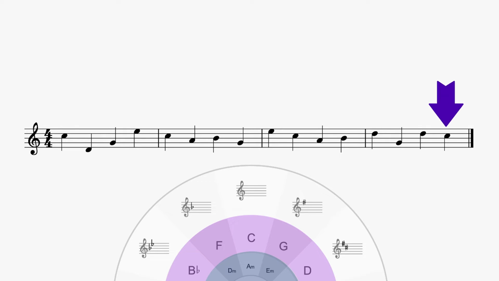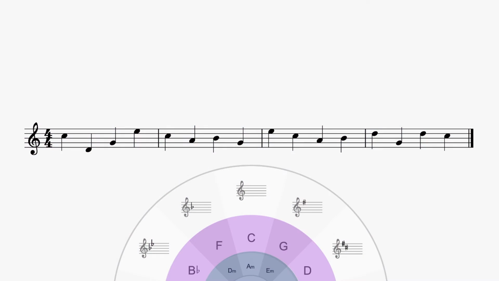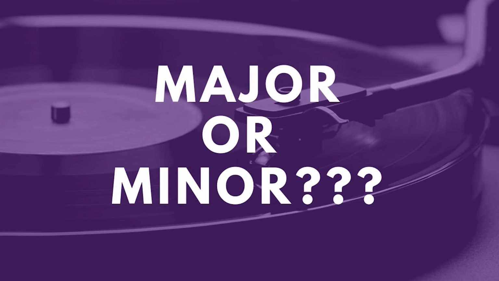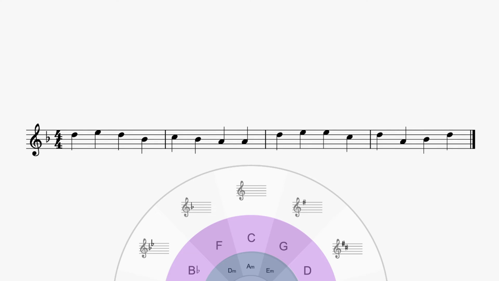So tell me, in this example, what note does this end on? C. So, is it major or minor? That means it's major. Excellent. Okay, let's take a look at this one. This one, once again, has no sharps, no flats. So, is it major or minor? Take a look at our last note. Is it C or A? A. So that means it's minor. A minor.